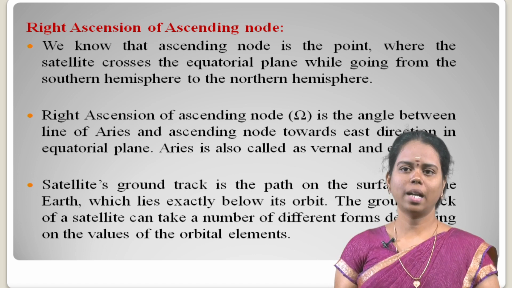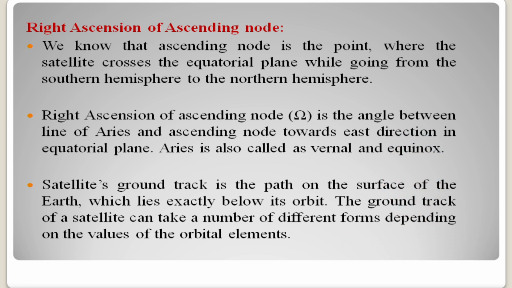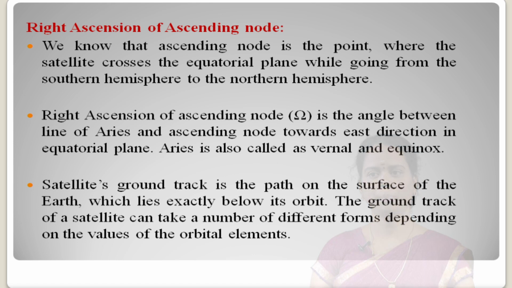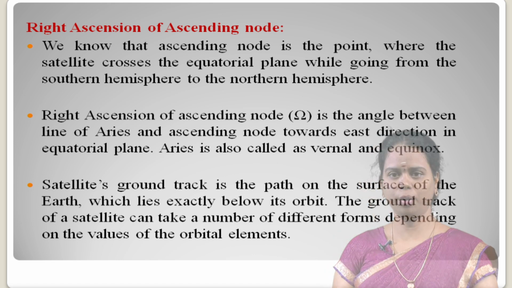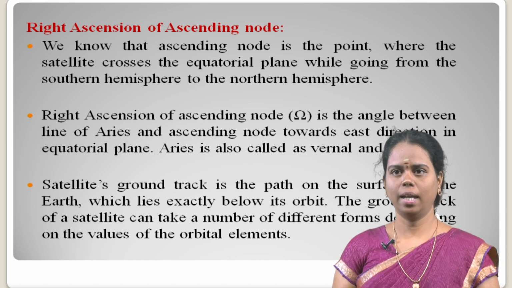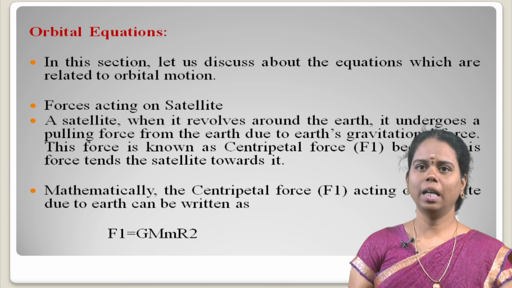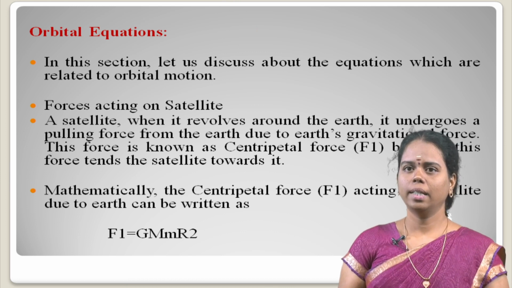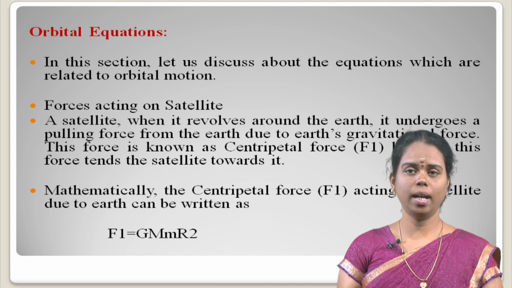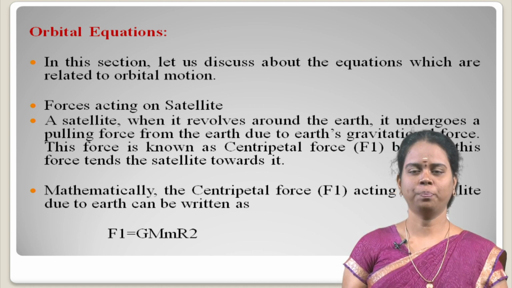Satellite ground track is the path on the surface of the Earth which lies exactly below its orbit. The ground track of a satellite can take a number of different forms depending on the values of the orbital elements. Orbital equations. In this section, let us discuss the equations which are related to orbital motion.